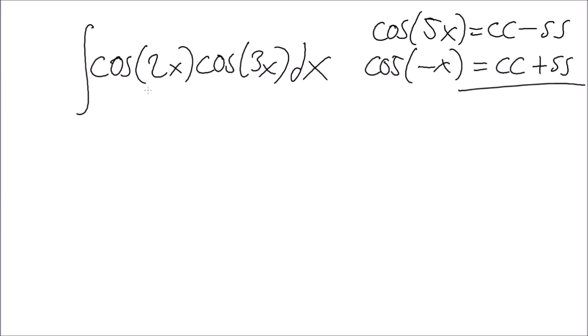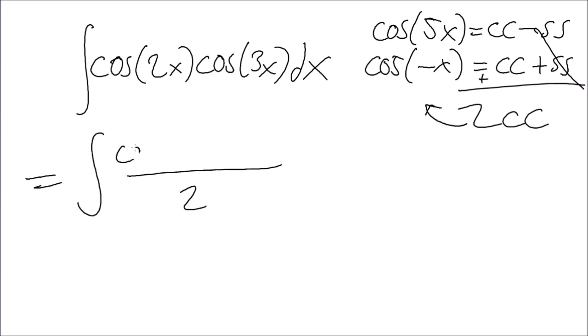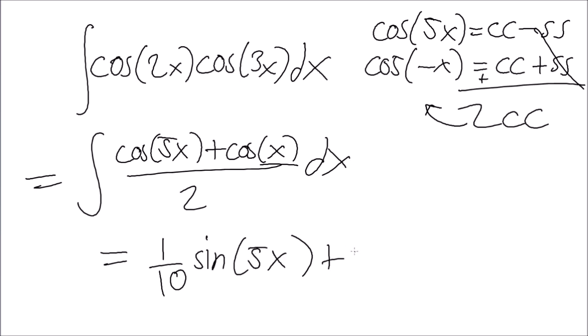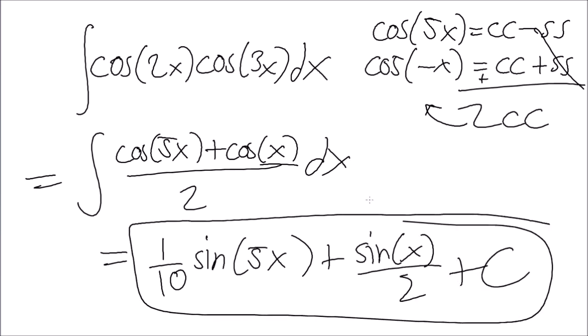Now, because we want cosine alone, we want to add. So this cancels out and we get 2 of this. Okay, we're going to have to divide by 2. All right, cosine of 5x. We could turn this into x because cosine is an even function. dx. Okay, cool. And we're good to go. So now this is just 1 over 10 sine of 5x plus sine of x over 2 plus c, and we're done.